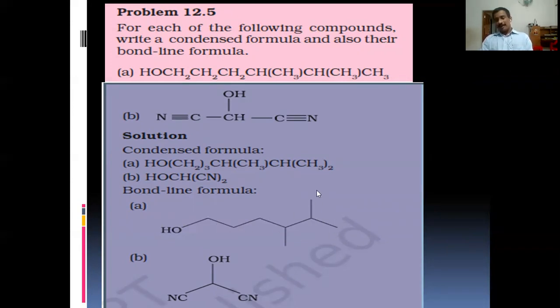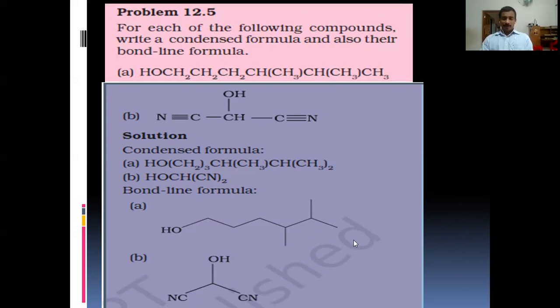So only the bond lines are shown here. The OH group is given because otherwise we will not understand which group is present here. If it is not written here, we will consider it as CH3. So surely, you have to write the OH group here. And in the second case, C triple bond N, we can write it as CN. CH, OH, CN. So this CH is not shown here. OH, CN, CN. This is the bond line representation of the compound B.